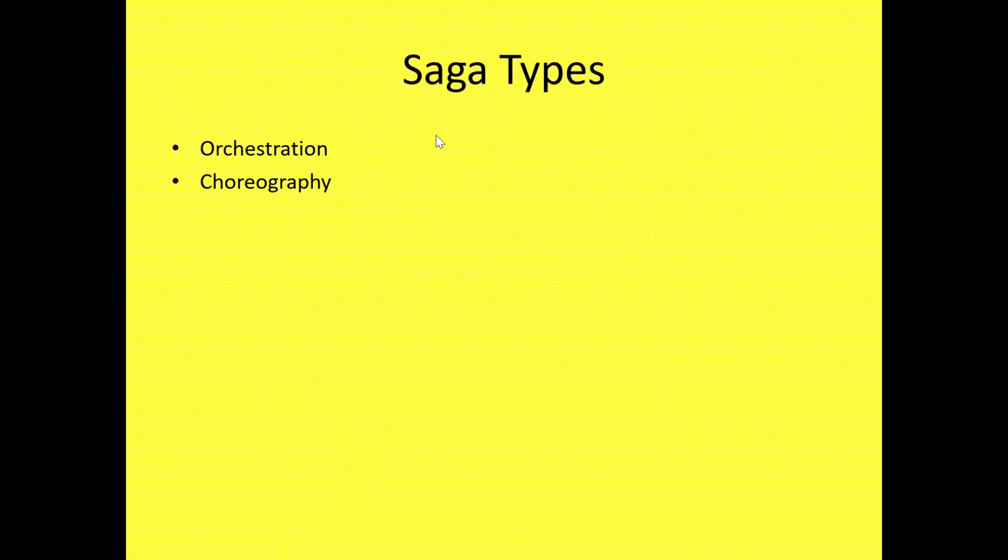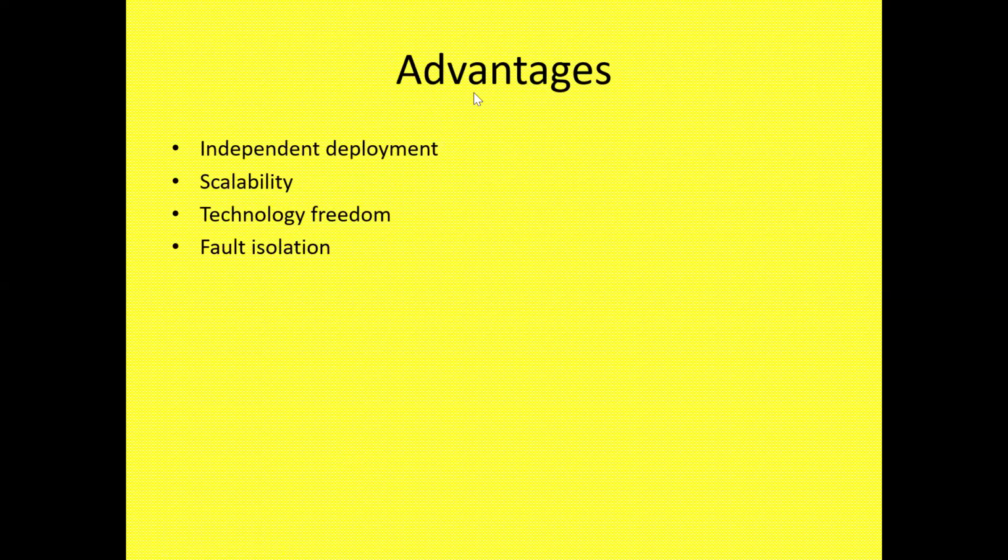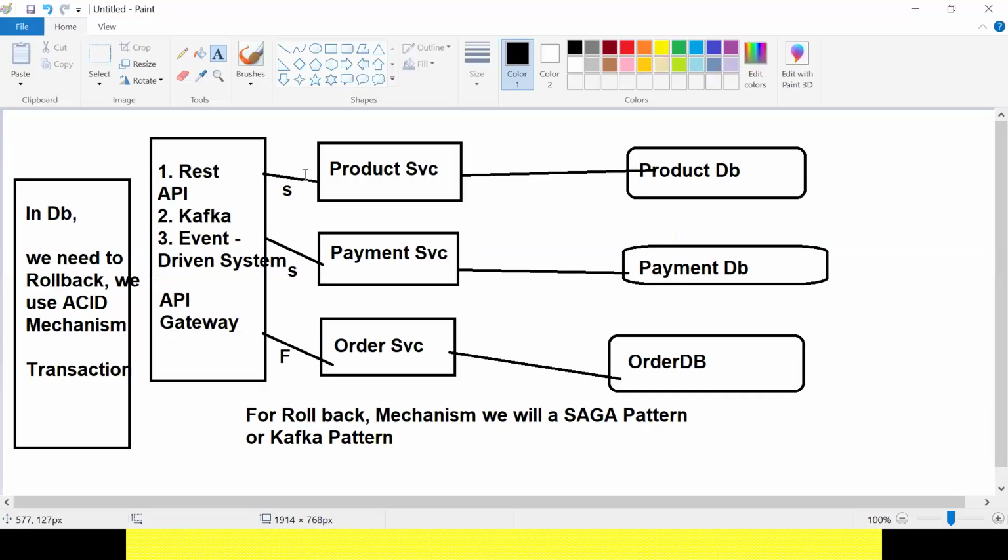No, these types I can explain at a later point of time. The advantages are independent deployment, scalability, technology freedom, and fault isolation. What is independent deployment? Can anyone tell me? By understanding this architecture, what is independent deployment?